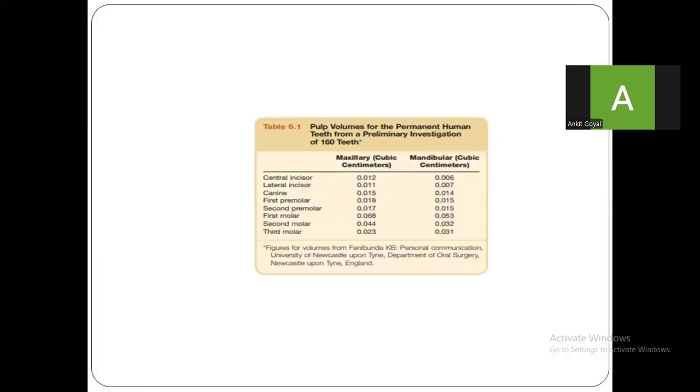So this is the table showing the different volumes of the different teeth. For example, for the maxillary central incisor, the amount of pulp is 0.012 centimeter cube, and for the mandibular central incisor, the volume of pulp is 0.006 centimeter cube, and so on.